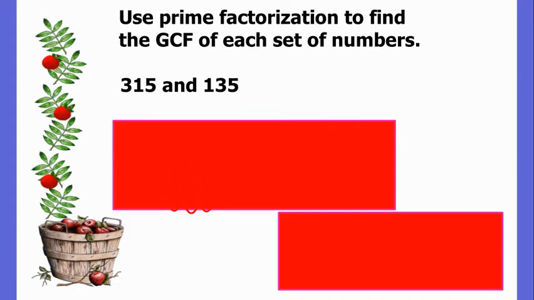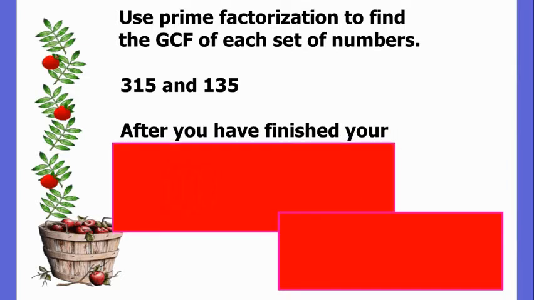I have some already started. You might want a calculator. When I'm thinking about this, these both end in 5, so I can start with 5. 315 divided by 5 is 63. So I've got 5 times 63. And 63 I know is 9 times 5. And one more time, I know 9 is 3 times 3. So I have 5 times 5 times 3 times 3.